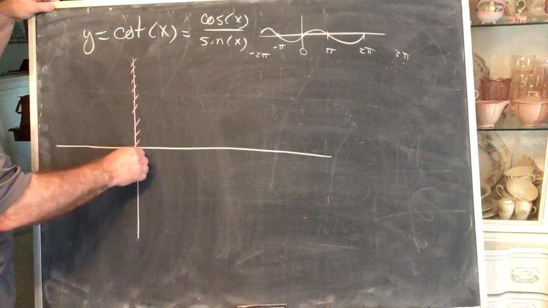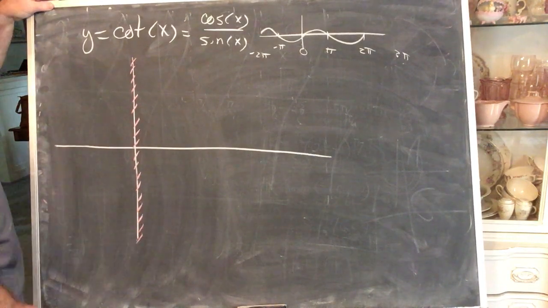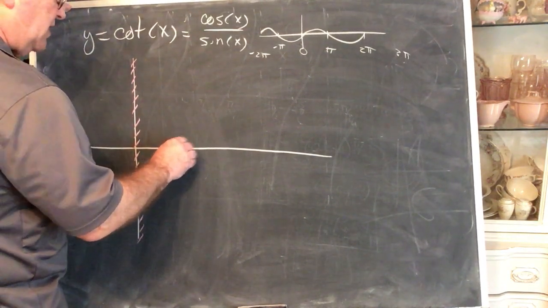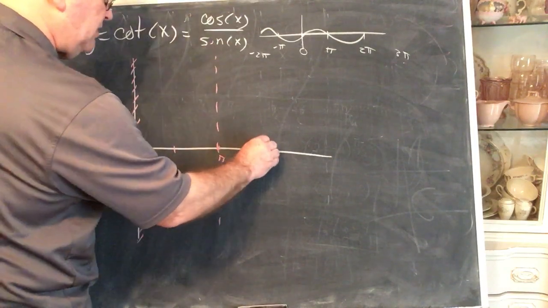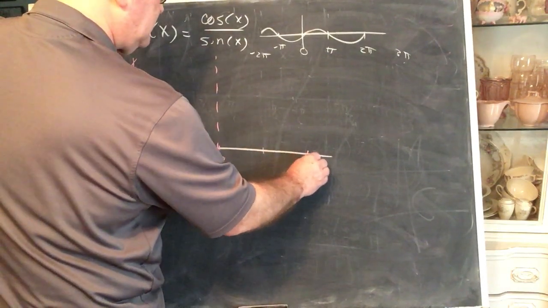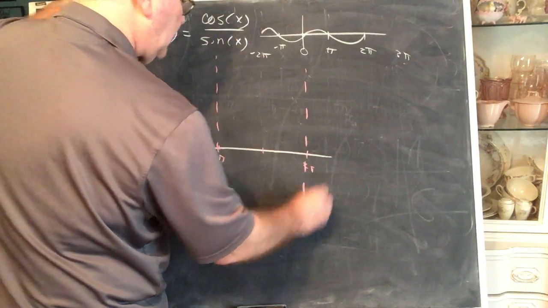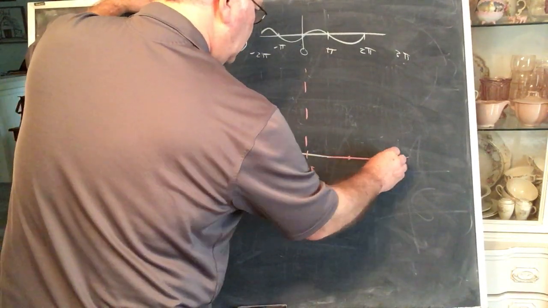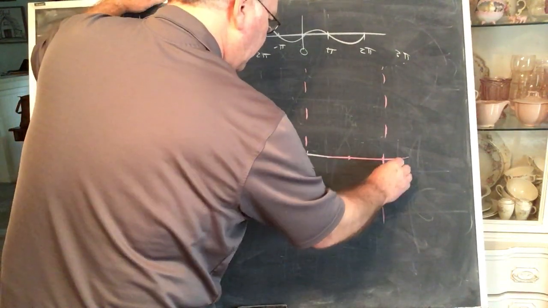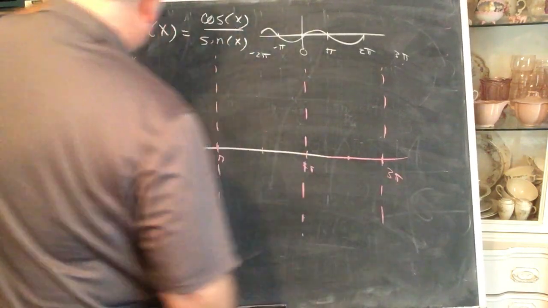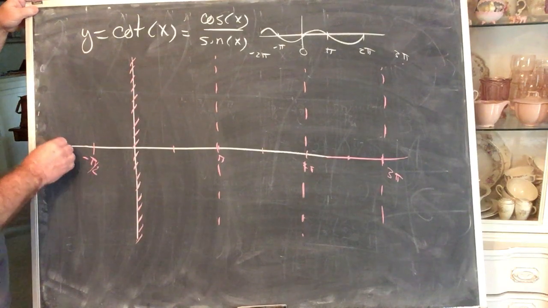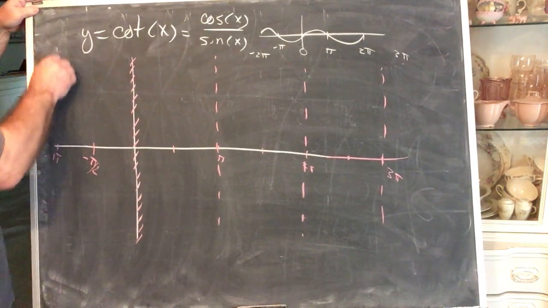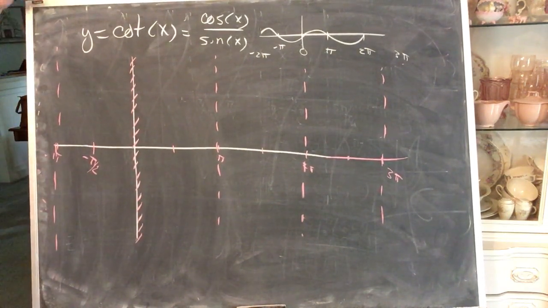Whenever I have an axis, I'll just cross it like this so it's obvious what's going on here. Here's pi over 2, here's pi, 3 pi over 2, here's 2 pi. And if we wanted more, we could put as many of these as we like. Here's negative pi over 2 and negative pi. We can extend this as far as we like in either direction.